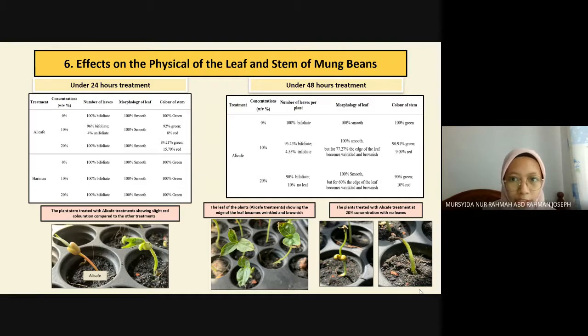However, for the 48 hours treatment, we can see that the Alikafe treatments show an abnormal number of leaves, such as trifoliate leaf, and some plants don't even have leaves at all. And for the morphology, for the Alikafe treatments, the edge of the leaf becomes wrinkled and brownish for some of the leaves, and we can still see the same coloration as the 24 hours treatment at the Alikafe treatment.